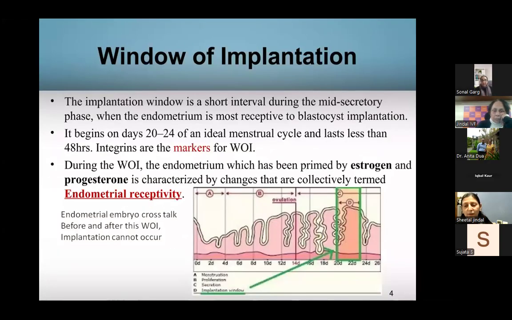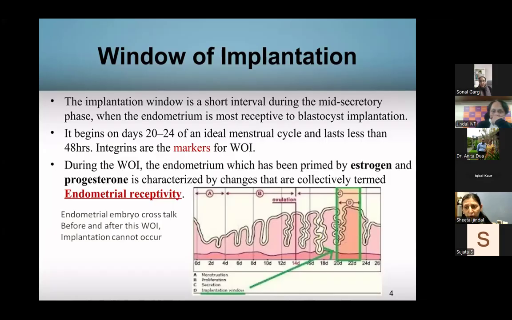Now, one very important feature of the luteal phase is called the window of implantation, which is very relevant to all the ART practitioners. This implantation window is the short interval seen in the mid-luteal phase, during the mid-secretory phase, when the endometrium is most receptive to blastocyst formation. It usually begins on day 22 to 24 of an ideal 28-day menstrual cycle, and it lasts less than 48 hours.